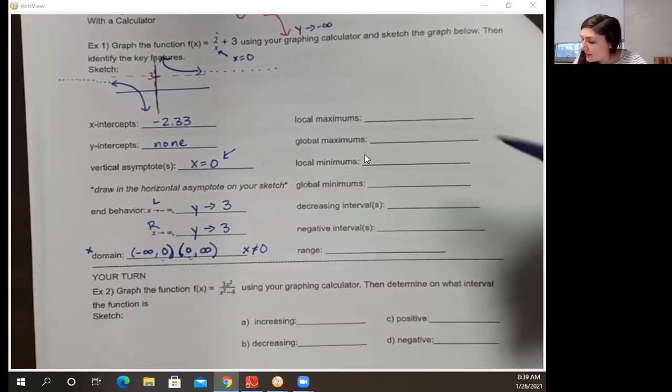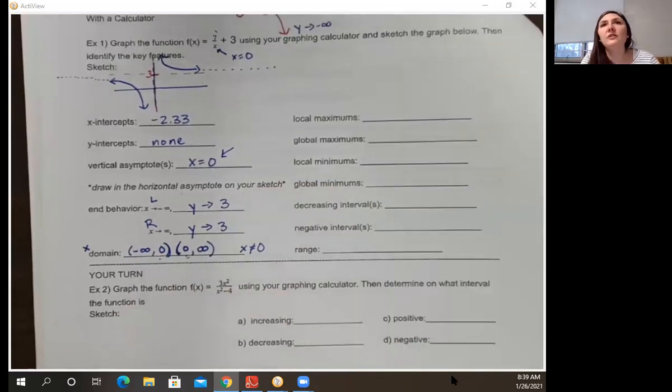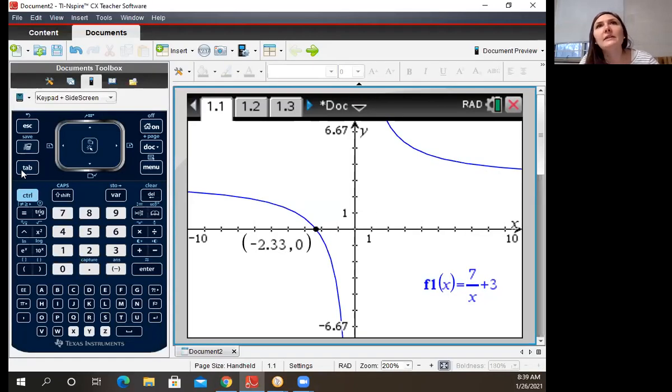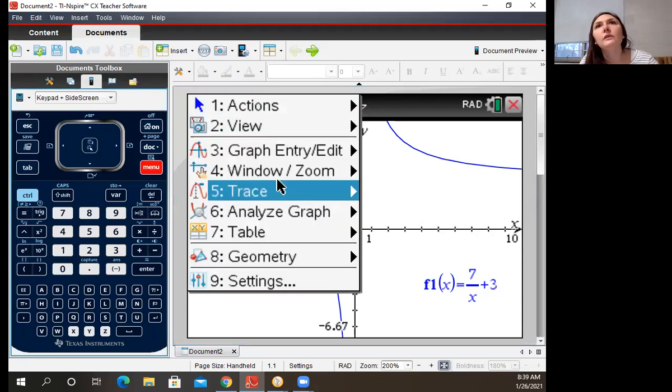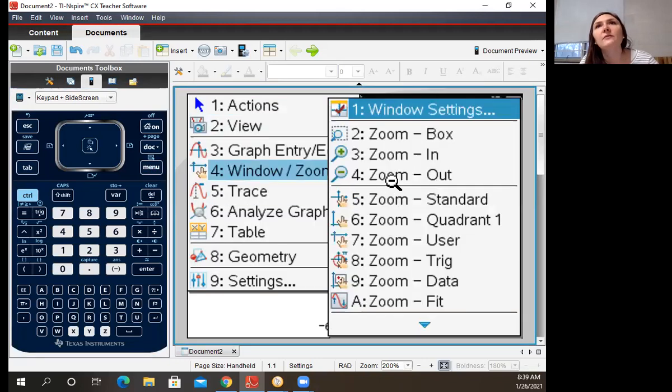Now let's talk about minimums and maximums. So let's go back to our graph here. And I'm going to go ahead and zoom out just a little bit. So menu, zoom, let's zoom out a few times.